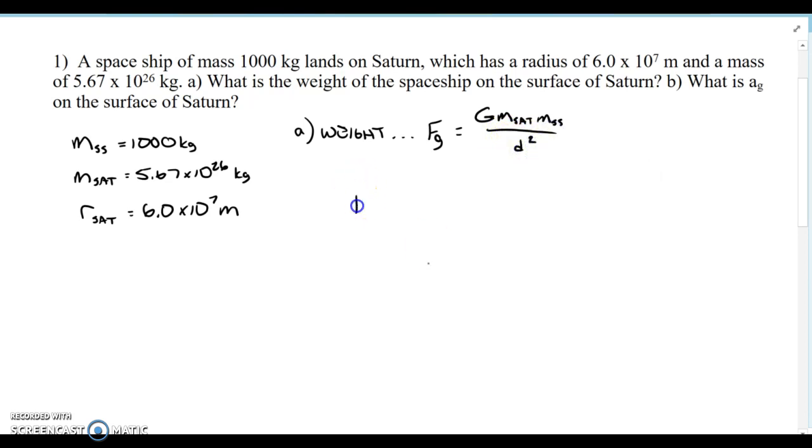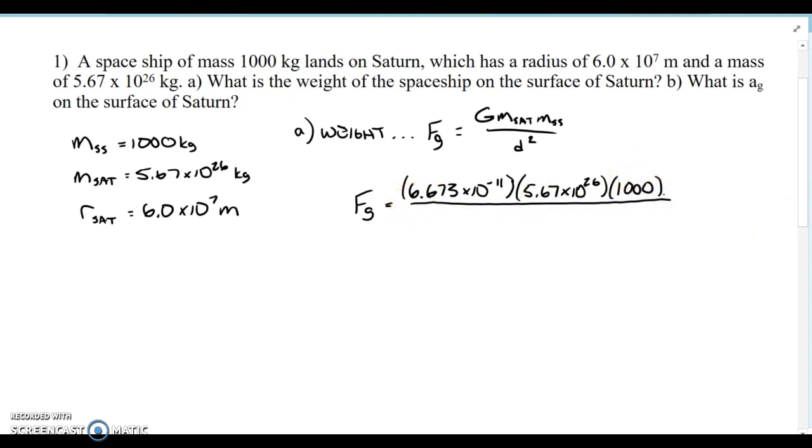So I'm going to plug in the values I have here. Big G is a constant, 6.673 times 10 to the negative 11. The mass of Saturn is given in the problem as 5.67 times 10 to the 26 kilograms. The mass of our spaceship is 1,000 kilograms. We're going to divide the whole thing by the radius of Saturn, 6.0 times 10 to the 7th. We need to square that radius.